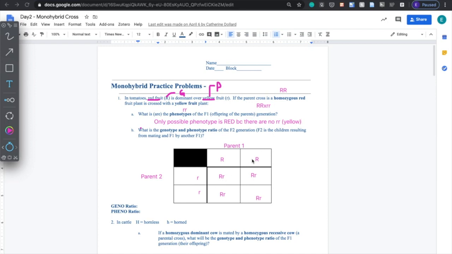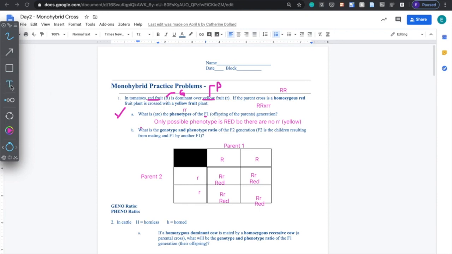Okay. And I'm going to just write in those phenotypes as well into our table. That's something you can do if you're feeling a little confused about what to do next. Write in your genotypes and write in your phenotypes. Right? And then it asks, what is the genotype and phenotype ratio? So we've done part A. We're good to go.